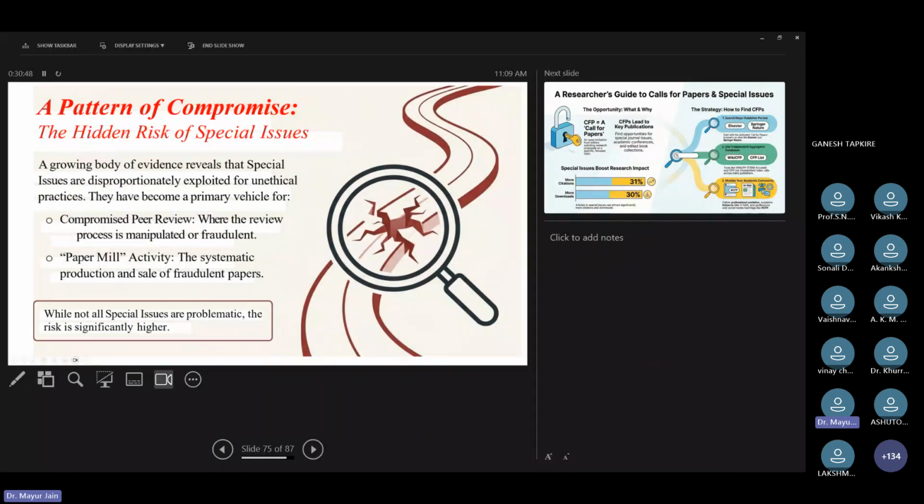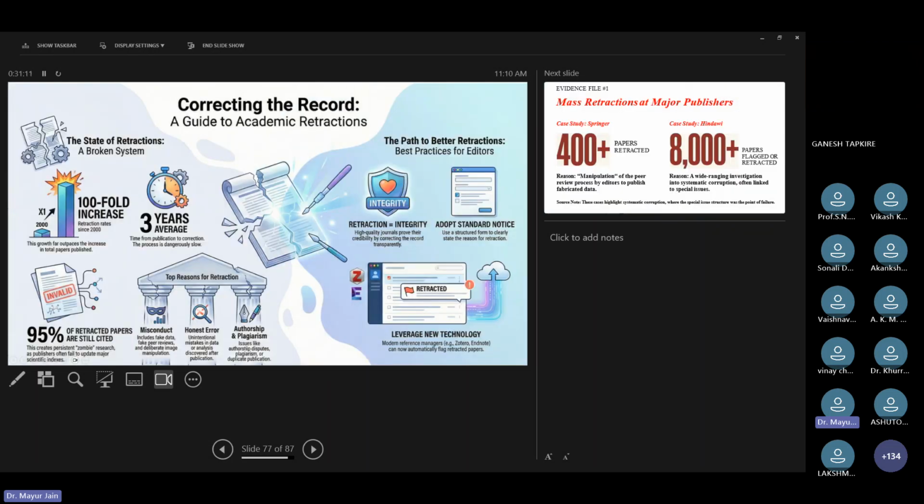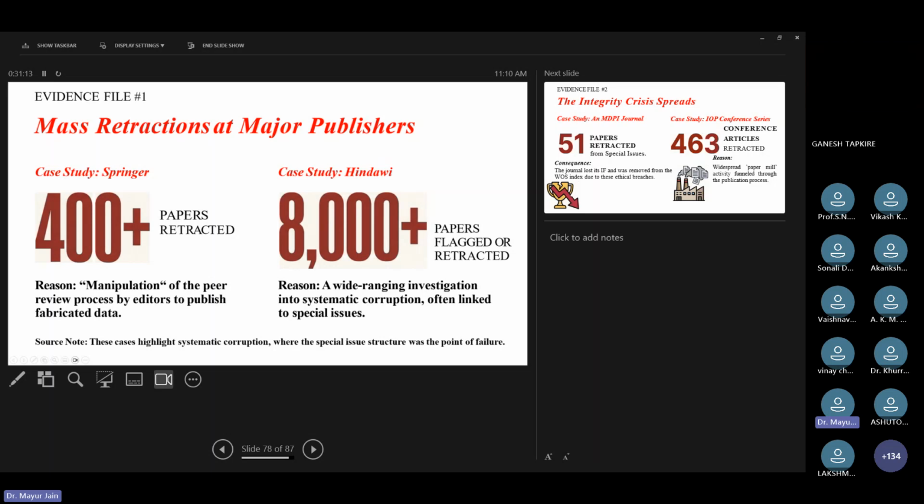And then paper mill activity: the systematic production and sale of fraudulent papers. So somehow there is fraud. Probably you might have seen that certain very reputed journals were also banned recently from ScienceDirect, that is, from Elsevier, because the editors of those journals were trying to do some fraudulent activities, right? So I think this is something that should be avoided as much as possible. Okay, and then this is what I was talking about: evidence of mass retraction at a major publisher.